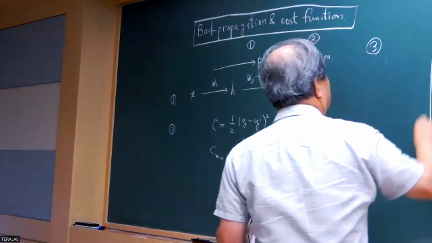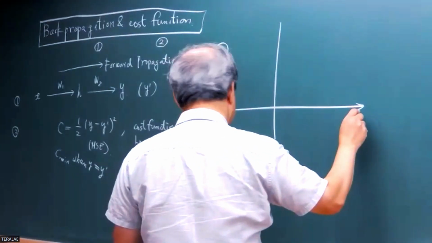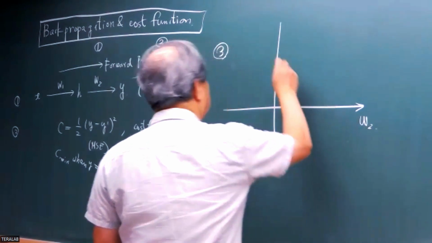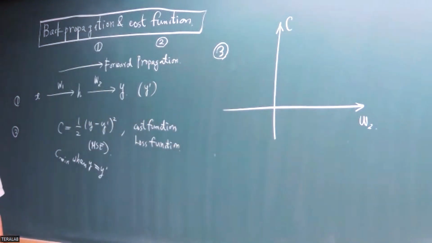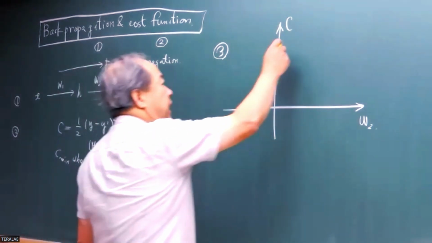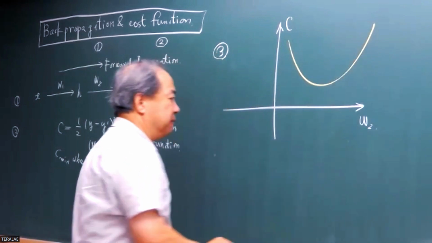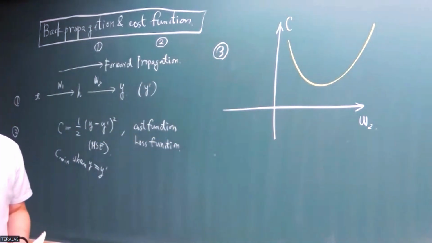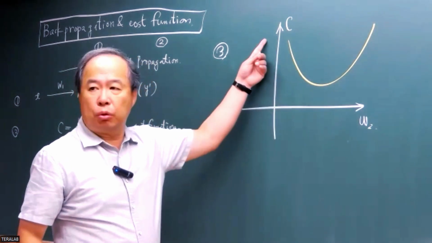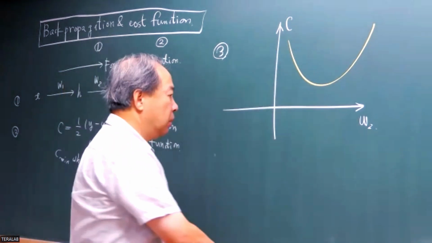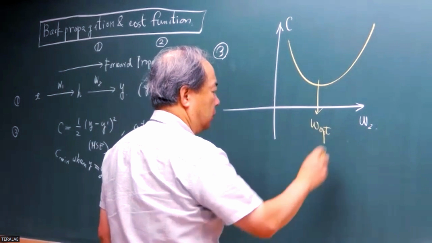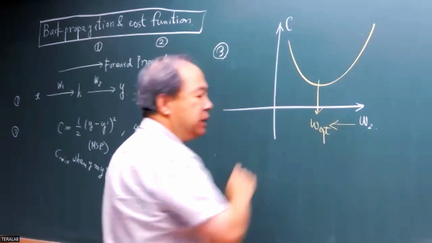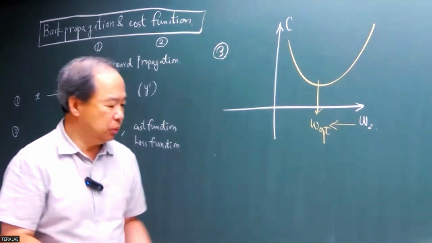Let's assume we have a curve. X-axis is W2 and y-axis is cost. I assume we have certain functions, graphs, which relate W2 element to cost function. Our goal is to bring this initial W2 to W2 optimal point.